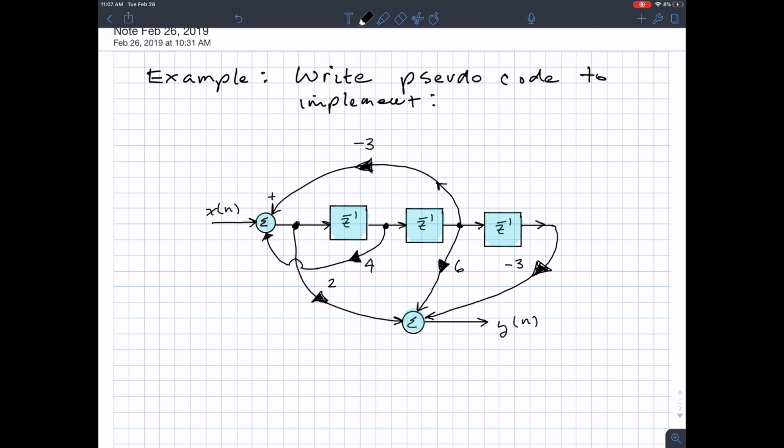Okay, this video is to cover an example where we are writing pseudocode to implement the following algorithm that's described by this diagram. Okay, so in class I told you that the steps for doing this are to label the outputs of summers if they're not already labeled, and also label the output of delay elements.